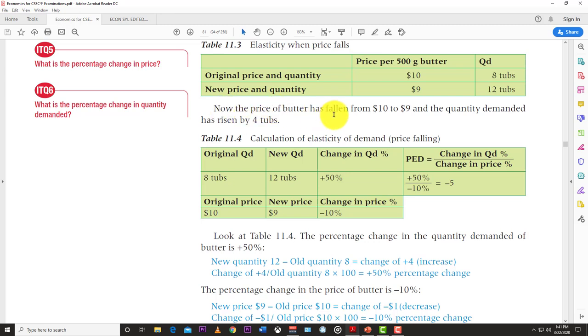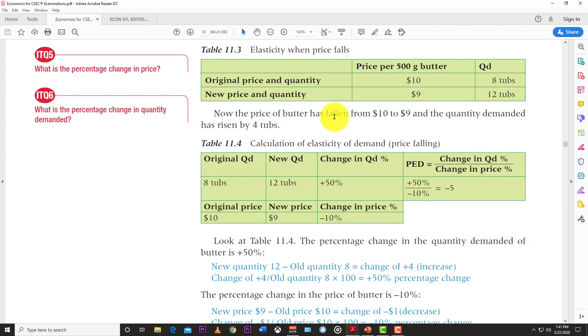Now, the price of butter has fallen, so it's a new set of numbers from the angle of the price having fallen. I know when the price falls, demand should increase. So let's look at it from that now. Now the price of butter has fallen from $10 to $9, and the quantity demanded has risen by 4 tubs. See the difference right here? 4 tubs.